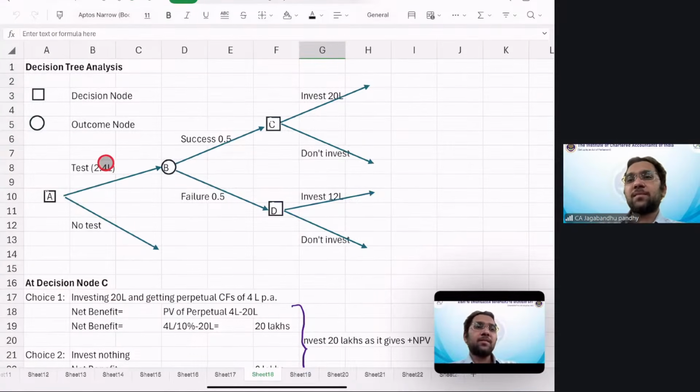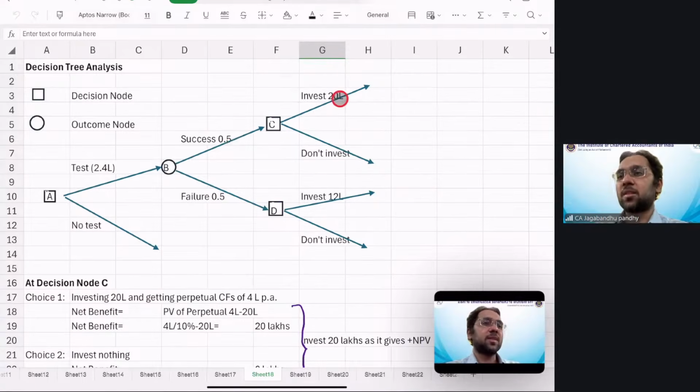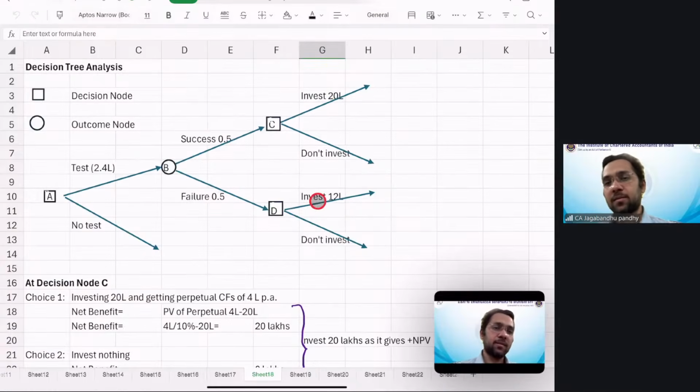If you're performing a preliminary test, then you have a success chance of 0.5 and a failure chance of 0.5. If there's a success, you need to invest a further 20 lakhs. And again, at D, if there's a failure, you need to invest a further 12 lakh.